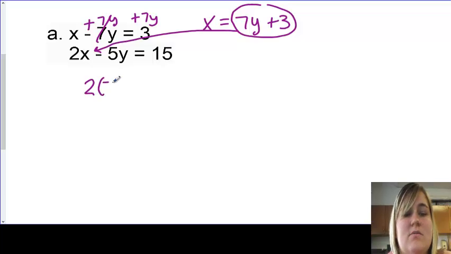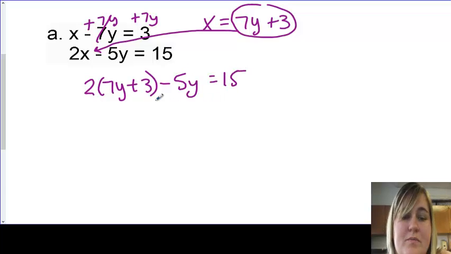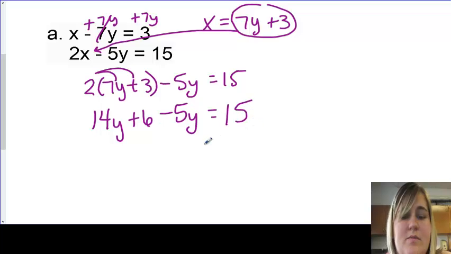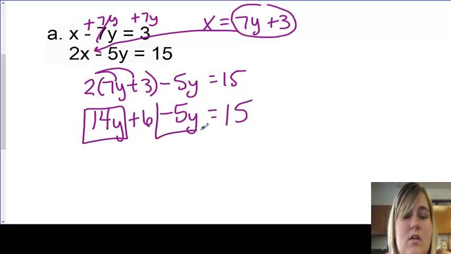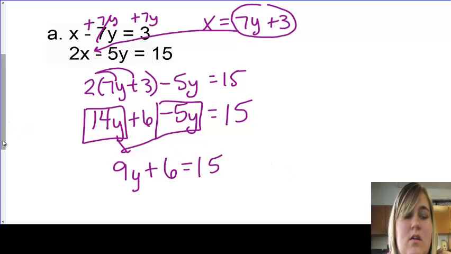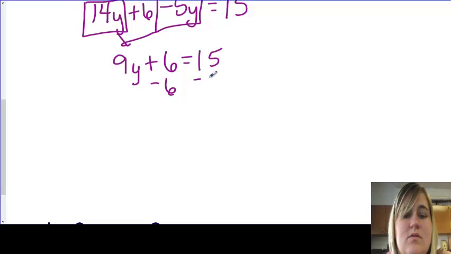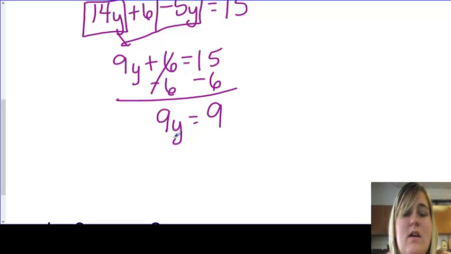So I have 2, instead of x I'm going to put 7y plus 3, minus 5y equals 15. I distribute my 2, I get 14y plus 6 minus 5y equals 15. Combine like terms. This will give me 9y plus 6 equals 15. Now I'm going to subtract 6 from both sides. Cancels. So I have 9y equals 9. To get y by itself, I'm going to divide by 9 on both sides, and that gives me that y equals 1.